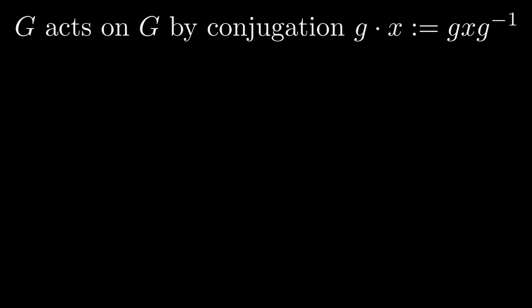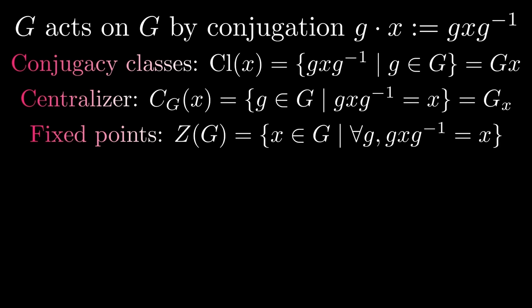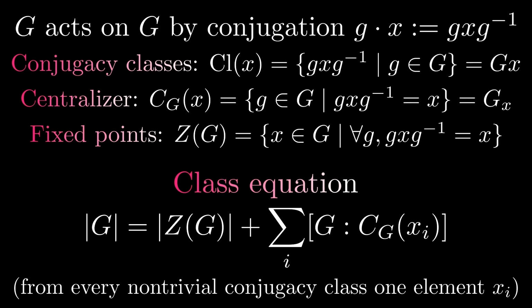Let's look at the example where a group acts on itself by conjugation. Here the orbits are called conjugacy classes. The stabilizers are called centralizers, and the set of all fixed elements is exactly the center of the group. Applying the Orbit-Decomposition formula, we derive the class equation of a group.